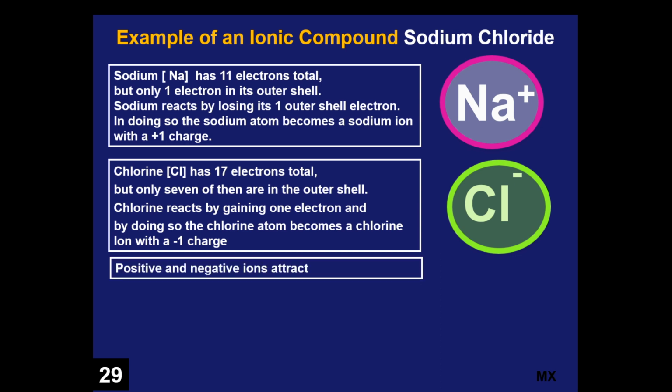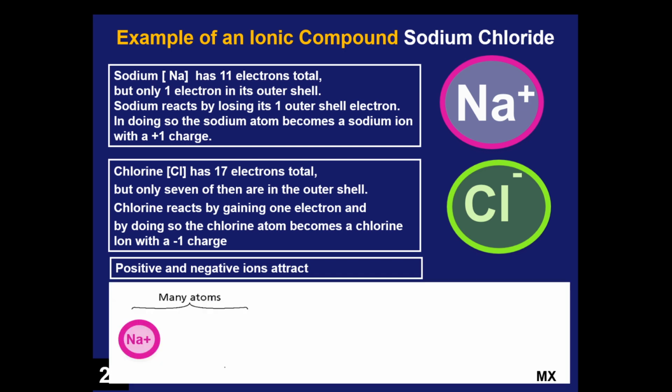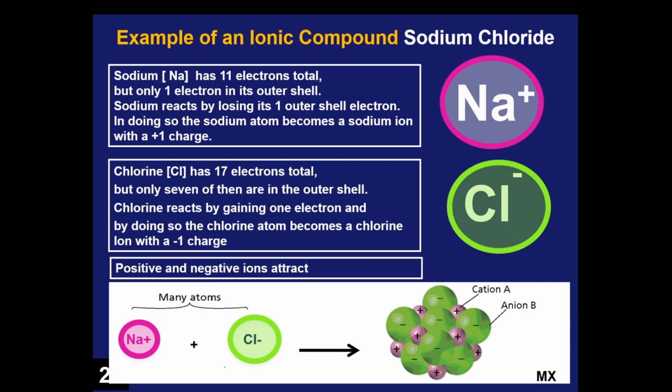Now, opposites attract. So many positive sodium ions can react with many negative chlorine ions, attracting each other in a 1-to-1 ratio. They don't just form one-on-one, they form millions on millions. The only thing we know for sure when they make this crystal is that the number of sodium ions is going to be equal to the number of chlorine ions. That's how ionic compounds are formed.